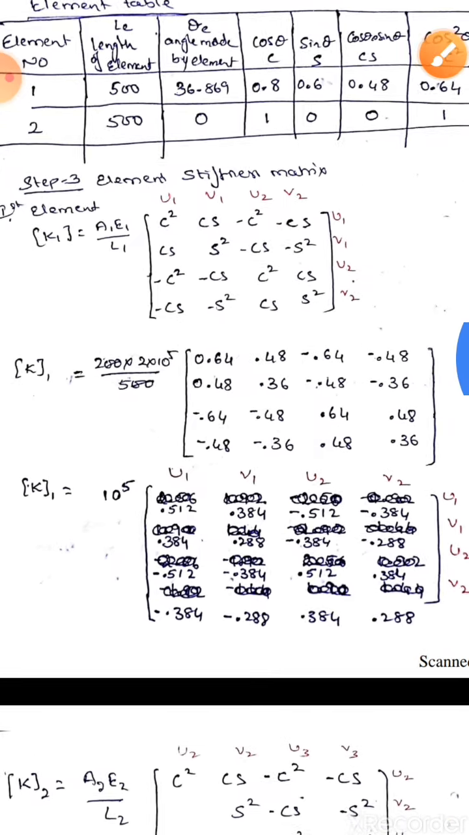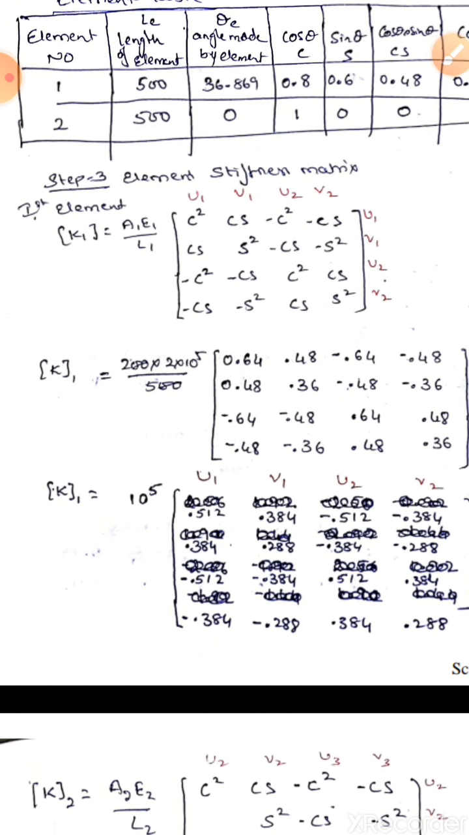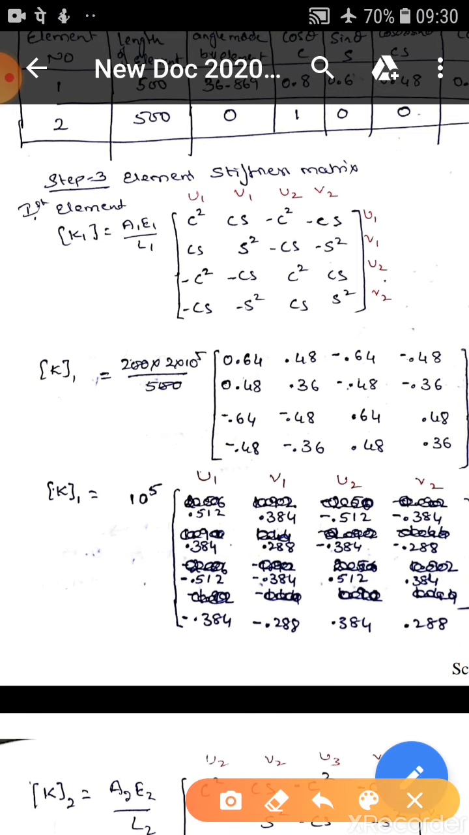Going to step 3, that is the element stiffness matrix. Element stiffness matrix K1 is A1 E1 by L1 times the matrix: C square, CS, C square, CS; S square, CS, S square; C square, CS, S square. And the top 4 are negative.